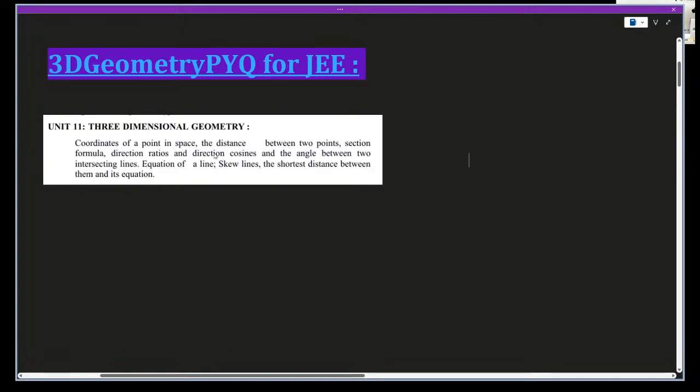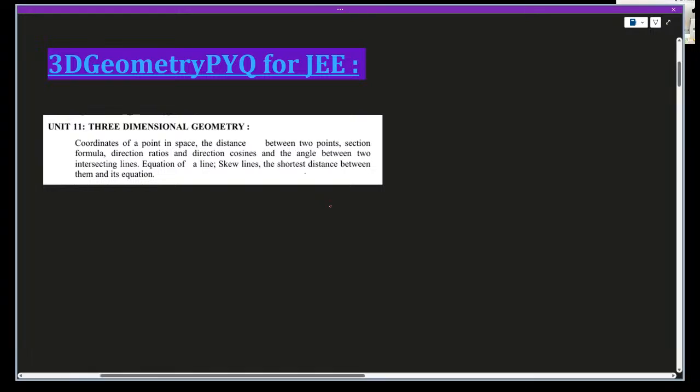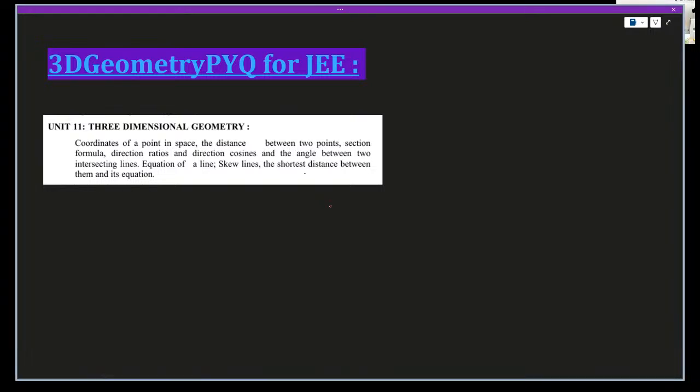Coordinate of a point in space, this is class 11 CBSE syllabus. Distance between 2 points, class 11 CBSE syllabus. Section formula they have removed, but direction ratio, direction cosines, angle between two intersecting lines, equation of a line, skew line and shortest distance between them and its equation. So this part is not there in CBSE. Which one? Shortest distance between them and its equation. It is not there.